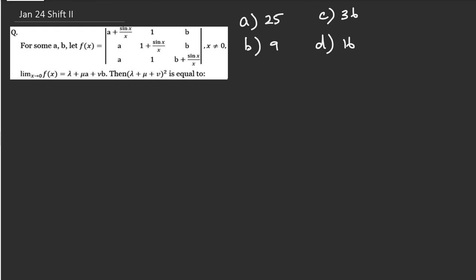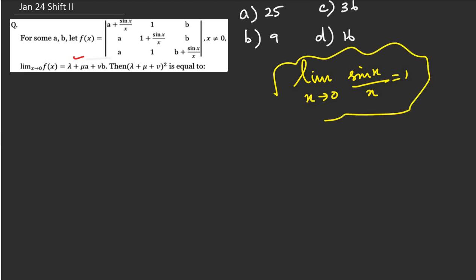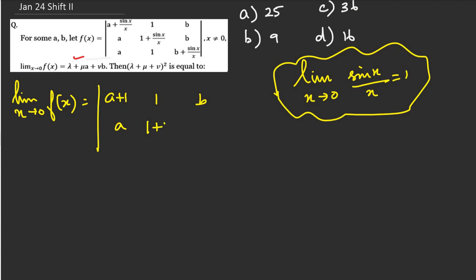The next question: f of x is the given determinant. The limit as x tends to 0 of f of x is equal to, compare it with lambda plus mu a plus 1. So here the limit of f of x as x tends to 0, the determinant becomes the determinant of a plus 1, 1, b; a, 1 plus 1, b; a, 1, b plus 1.